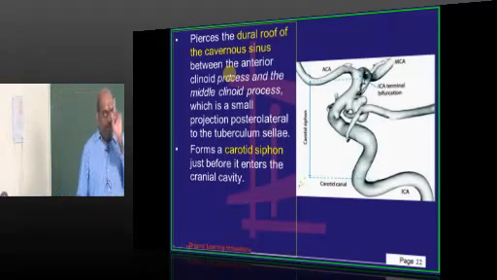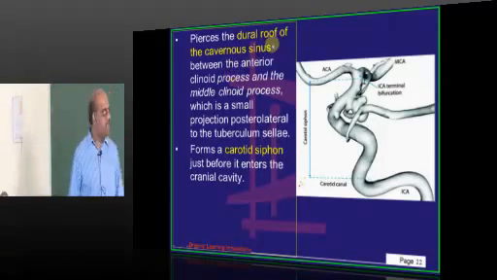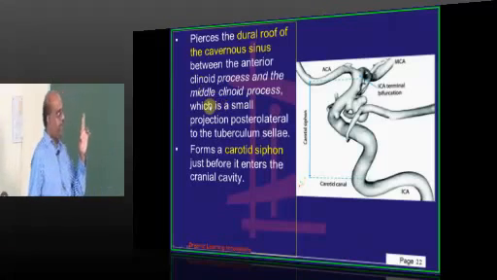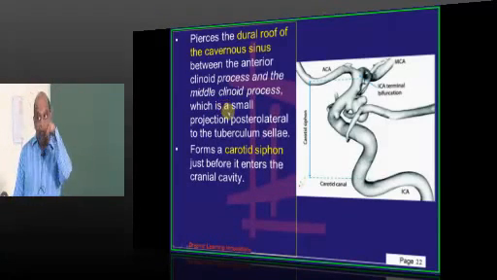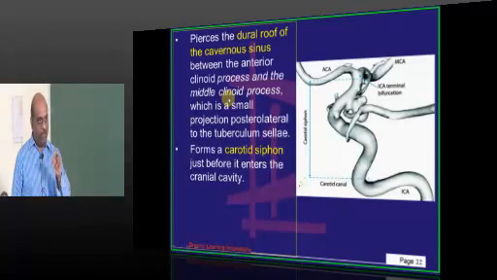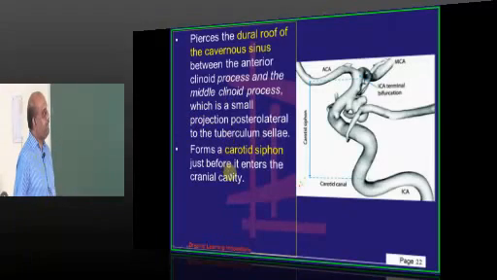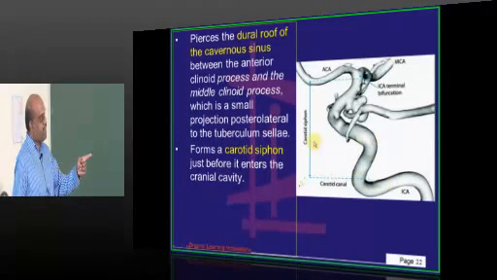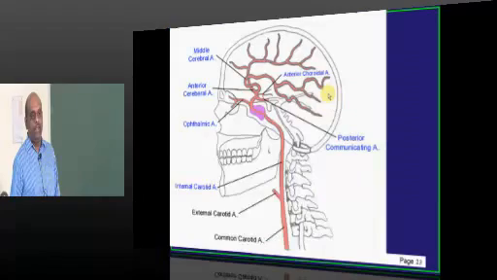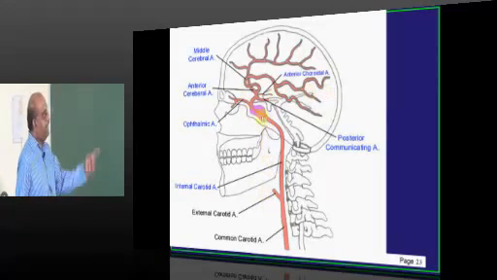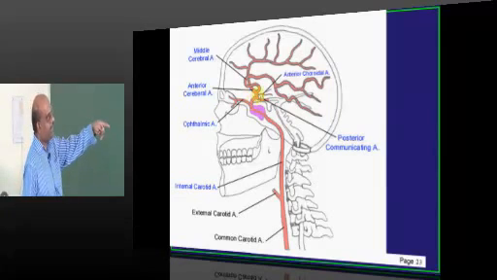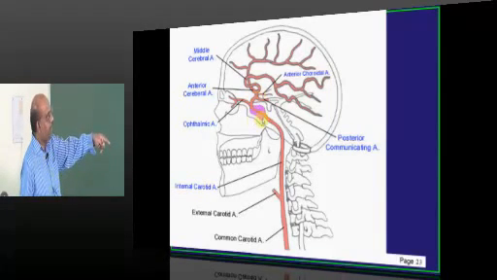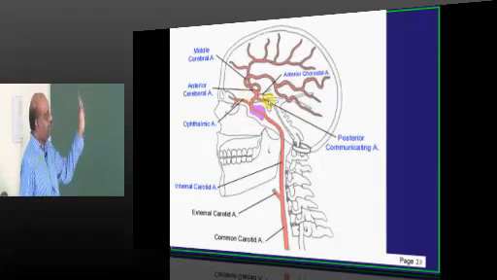Ultimately, it will be piercing the roof of the cavernous sinus, and it makes an entry between the clinoid processes. Where are the clinoid processes? You remember the sella turcica. So posterior aspect of that, you have the clinoid process. Between that, it will emerge, and it forms a carotid siphon before entering into the cranial cavity. After entering, it forms the various branches.